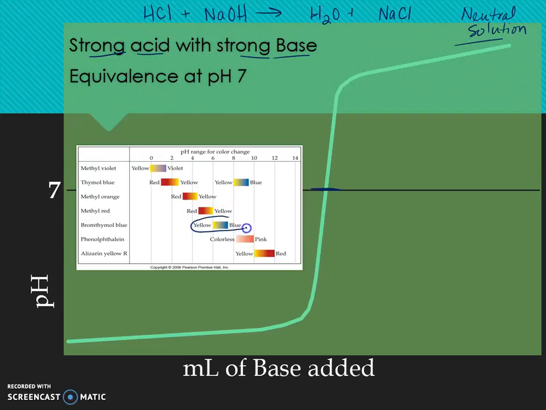Now, looking at our chart, the most likely one to choose for this would be bromothymol blue. And the reason for that is because it shows that color change at a pH of 7, which is where the equivalence point should be. A lot of times you'll see some people actually use phenolphthalein, and it does work. The problem is that it has that pH range going from 8 to 10, so it's a little bit more on the basic side, but it can work.